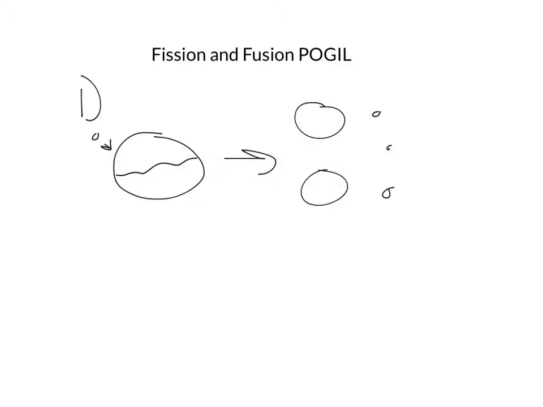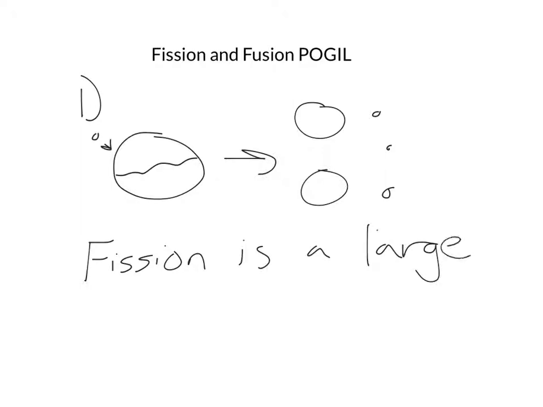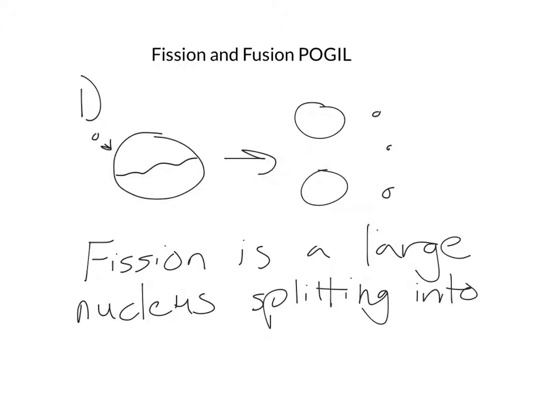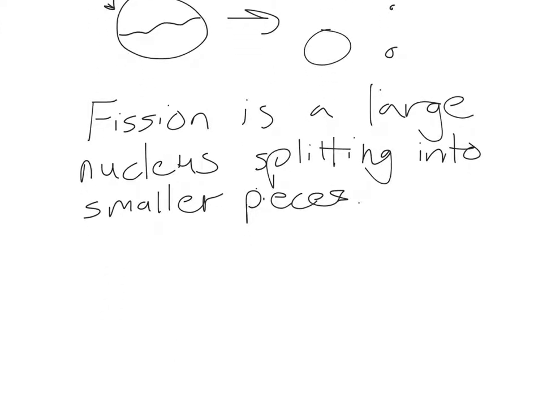So fission, the process of fission, is a large nucleus. This only happens in the center of the atom, splitting into smaller pieces. All right, that's how we're going to define nuclear fission.